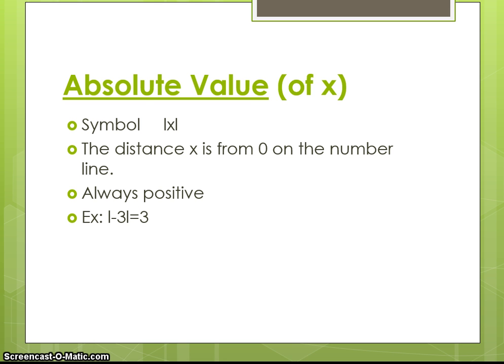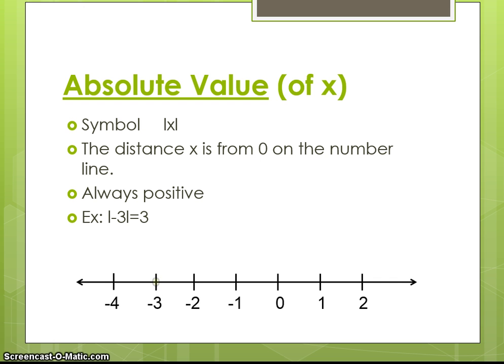We have -3. When we pull it out of the absolute value, it becomes +3. Why? Because we are measuring the distance from 0. It's not just 3. It means something. It's how far it is from 0. So be careful. Make sure you understand what you're actually stating.